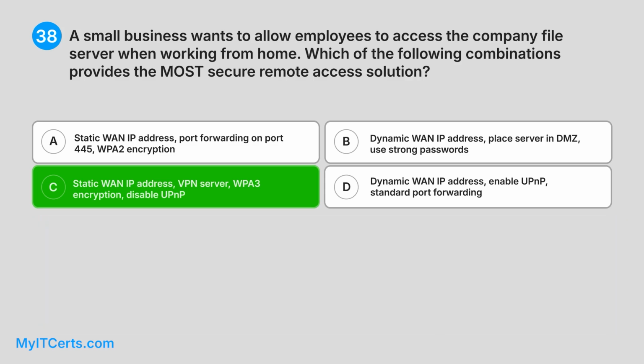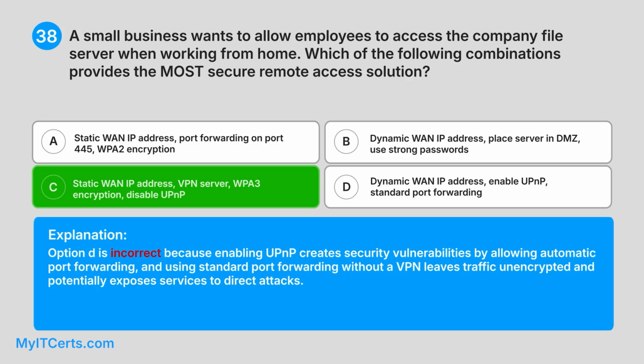business data. Option D is incorrect because enabling UPnP creates security vulnerabilities by allowing automatic port forwarding, and using standard port forwarding without a VPN leaves traffic unencrypted and potentially exposes services to direct attacks.